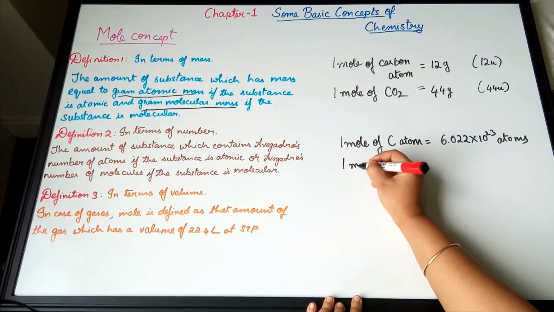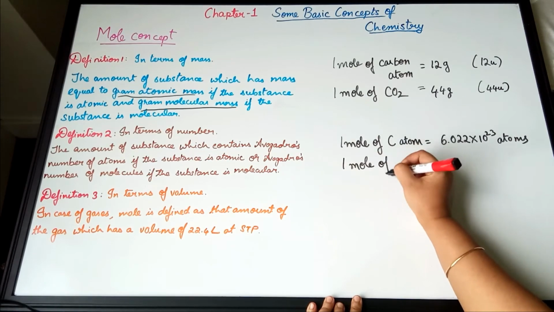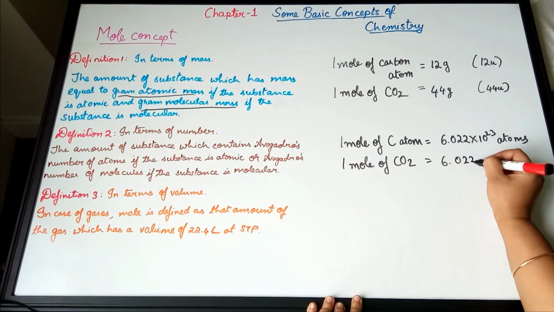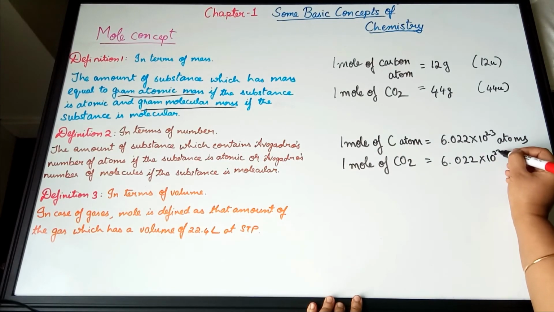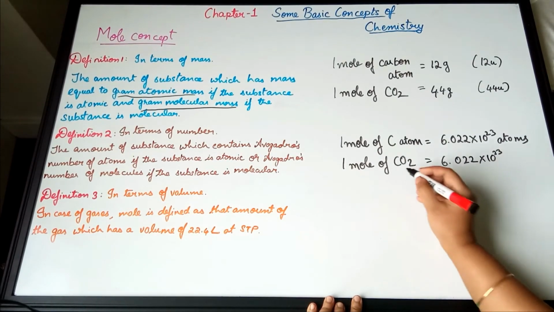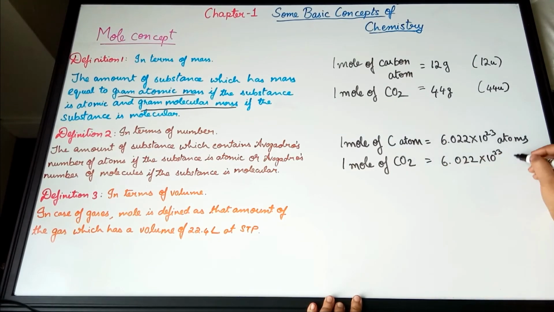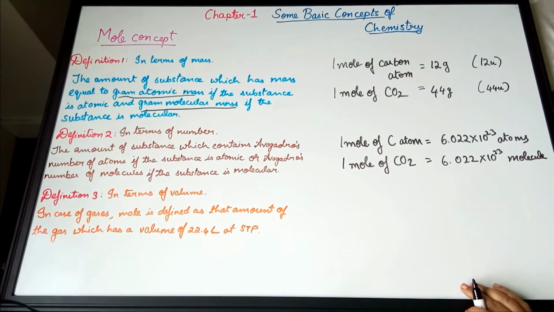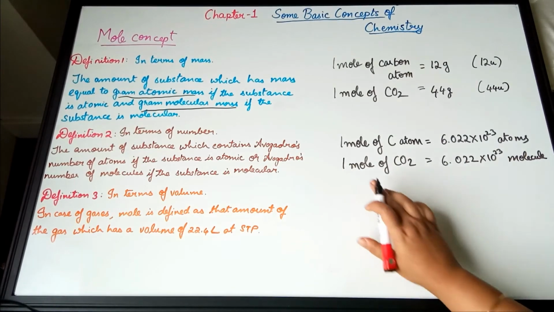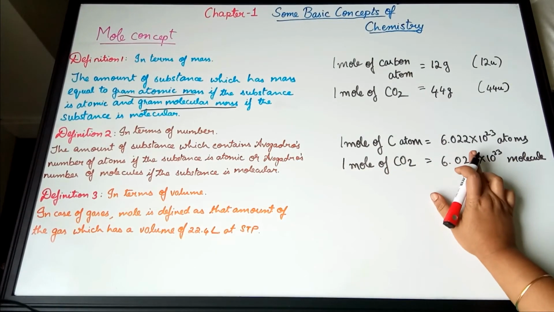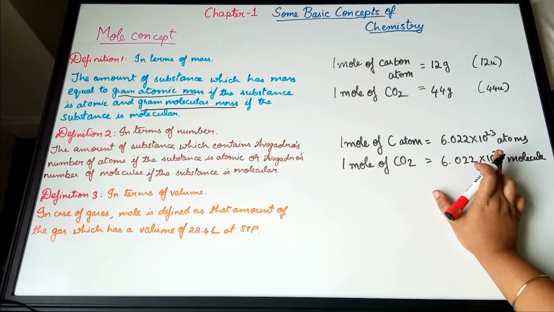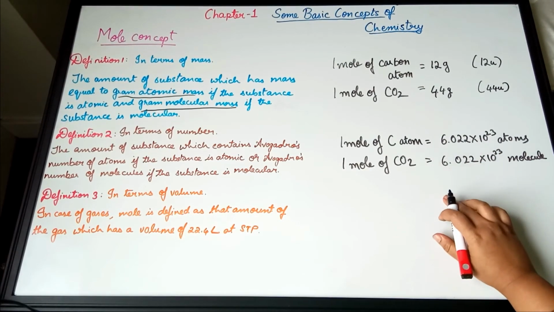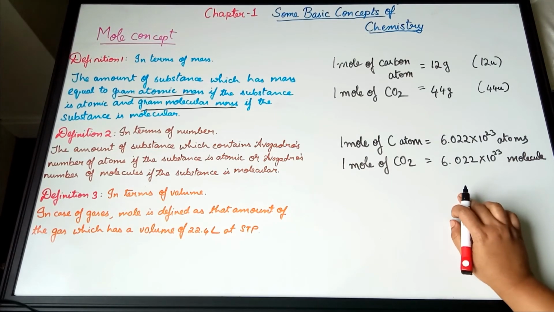1 mole of carbon dioxide will have 6.022 into 10 to the power 23. Is it atoms or molecules? It is molecules, because this is a molecule. This is the previous definition, the first thing that we studied. So 1 mole of carbon atoms will have 6.022 into 10 to the power 23 atoms, and 1 mole of carbon dioxide will have 6.022 into 10 to the power 23 molecules.